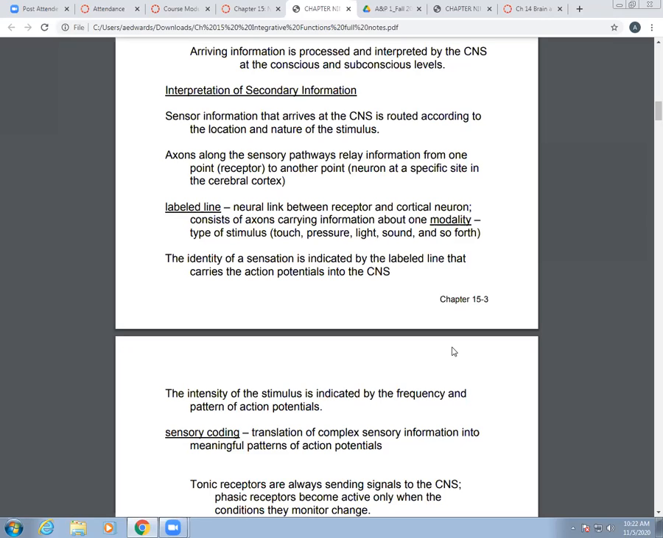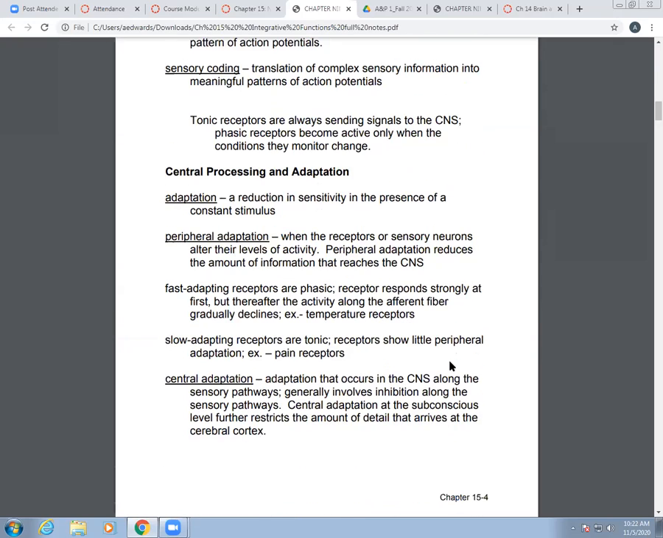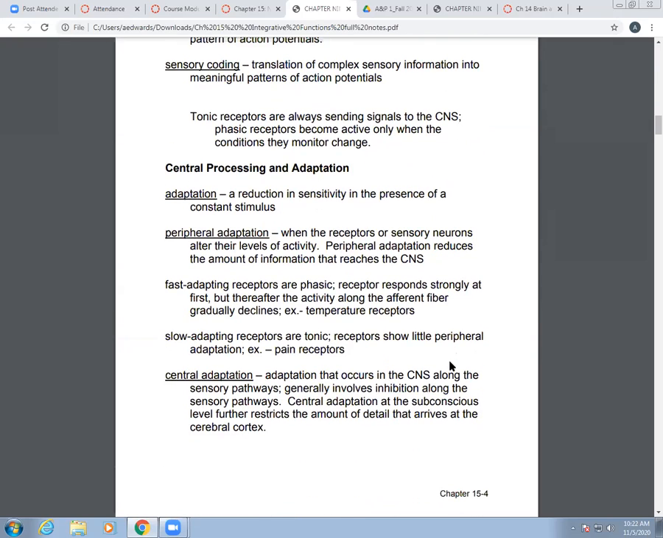Another term you need to know is sensory coding. So with sensory coding, here you're translating complex sensory information. You're getting meaningful patterns of action potentials. So you're basically converting sensory information into action potentials.